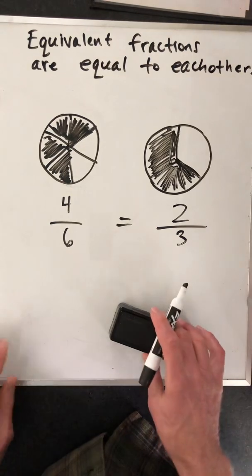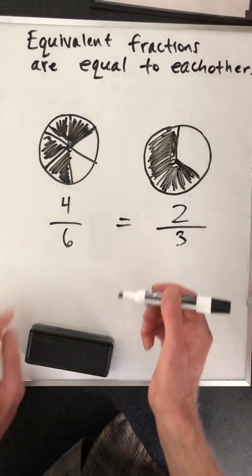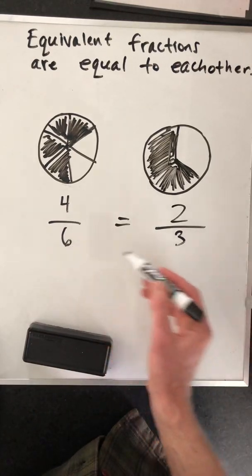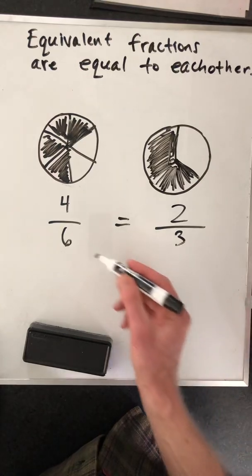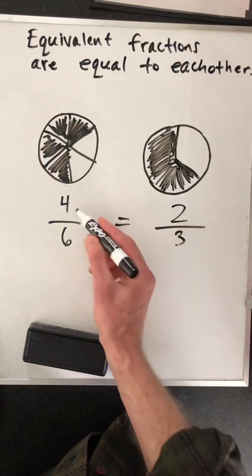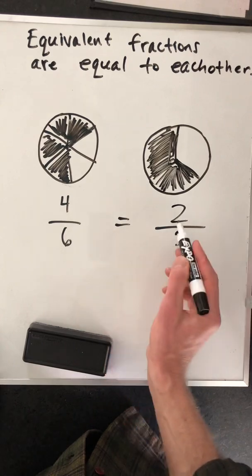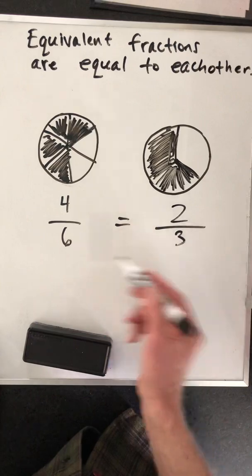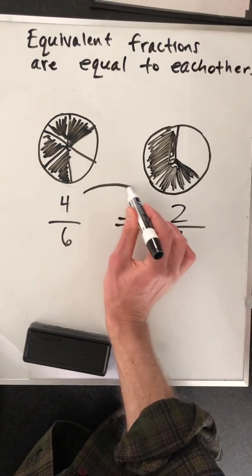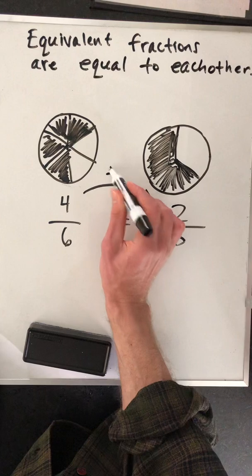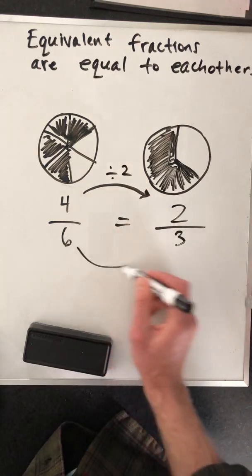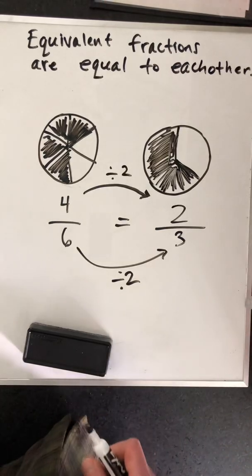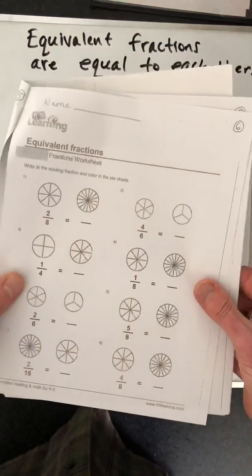And here's the interesting thing, you guys. You can always tell if fractions are equivalent because the numbers have the same relationship. For instance, 4 divided by 2 is 2. 6 divided by 2 is 3. So half of 4 is 2, half of 6 is 3. When you do these, you're always going to notice that relationship.